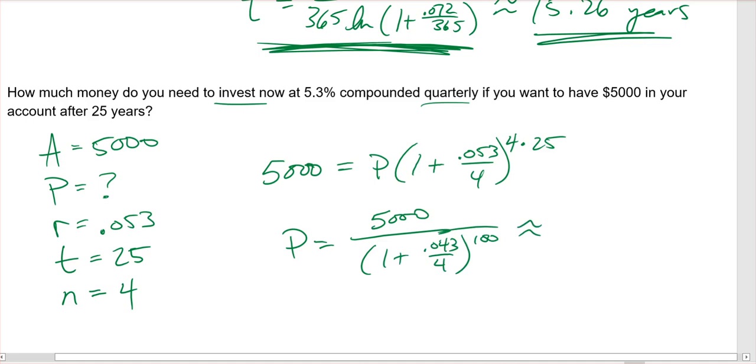So at this point, this would be fine. Just leaving it just like this would be fine for our exam. But as far as your homework goes, it's going to want you to crank that through a calculator. So we get $1,340.63. All right, great.